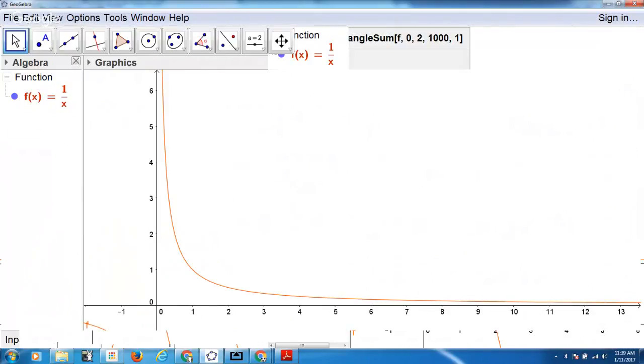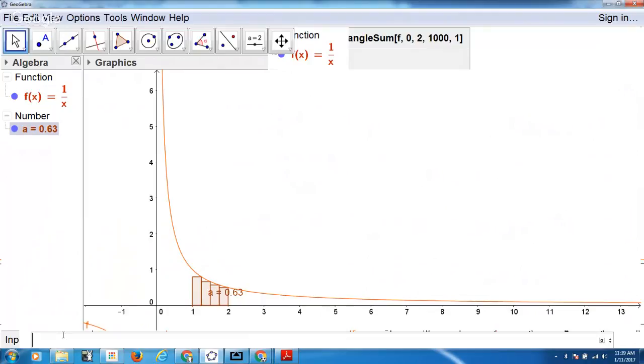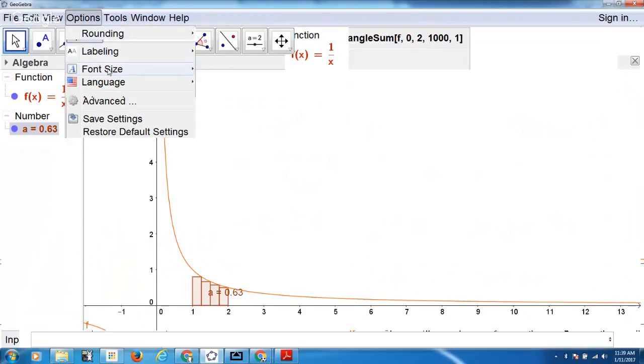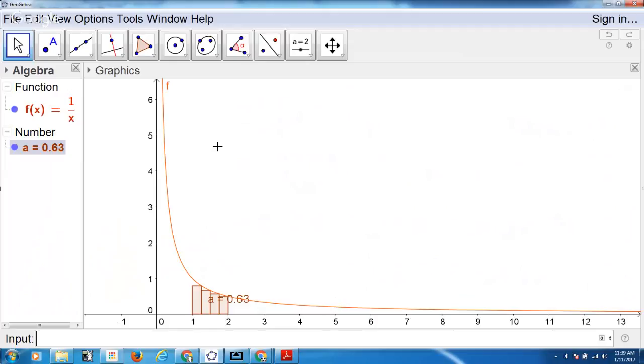And I'm going to add a rectangle sum of f, starting at 1, going to 2, with 4 rectangles and 1 for right-hand endpoint. So that's right there. GeoGebra says the answer is about 0.63. Let's blow that up a little more. It's a little bit better.